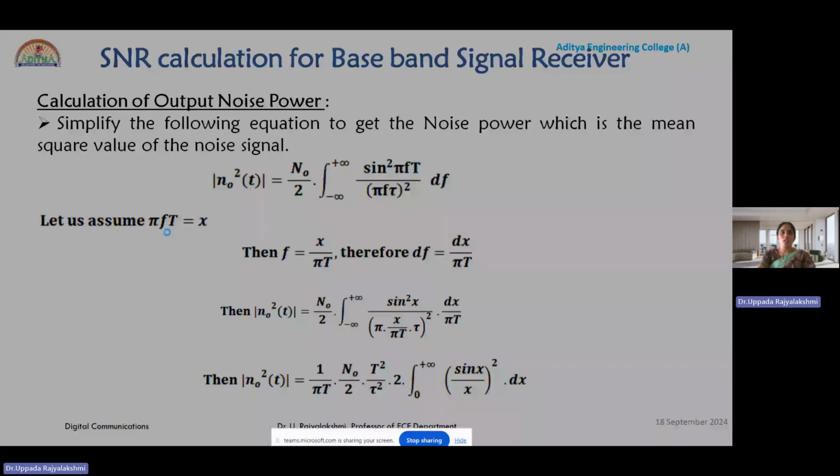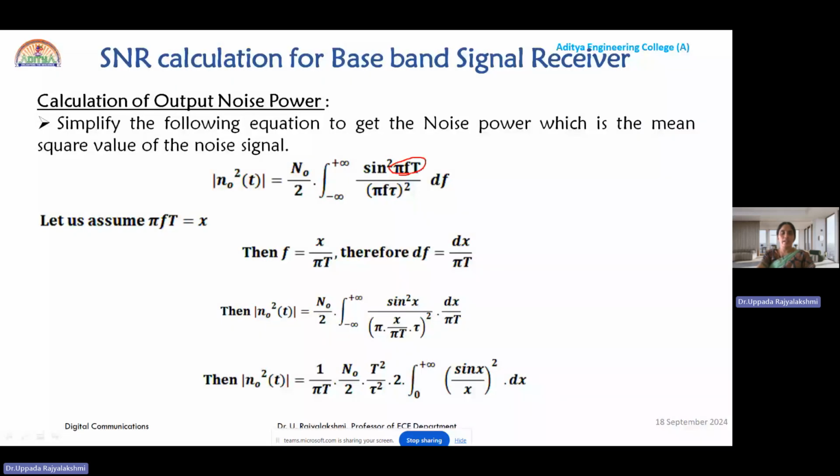For further simplification, let us assume this pi f T as some x and write the whole integration in terms of x. So pi f T is x. So f can be replaced as x by pi T. Therefore df can be replaced as dx by pi T. And the limits remain the same. So N naught by 2 integral minus infinity to plus infinity sin square x by (pi into f, f is x by pi T, into tau) whole square into dx by pi T. Here pi gets cancelled, and you can see that here you have 1 by pi T. So 1 by pi T and N naught by 2 into, in the denominator you have tau by T whole square.